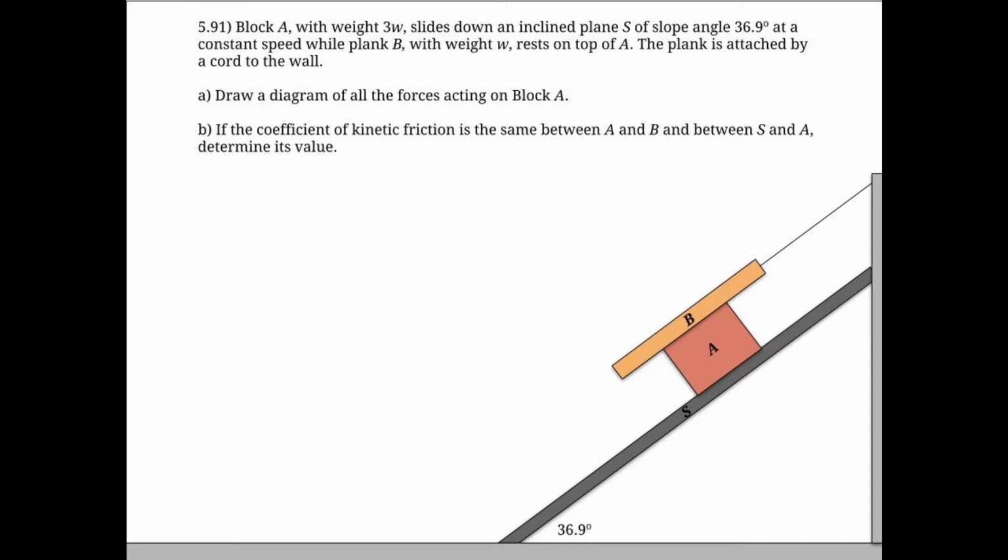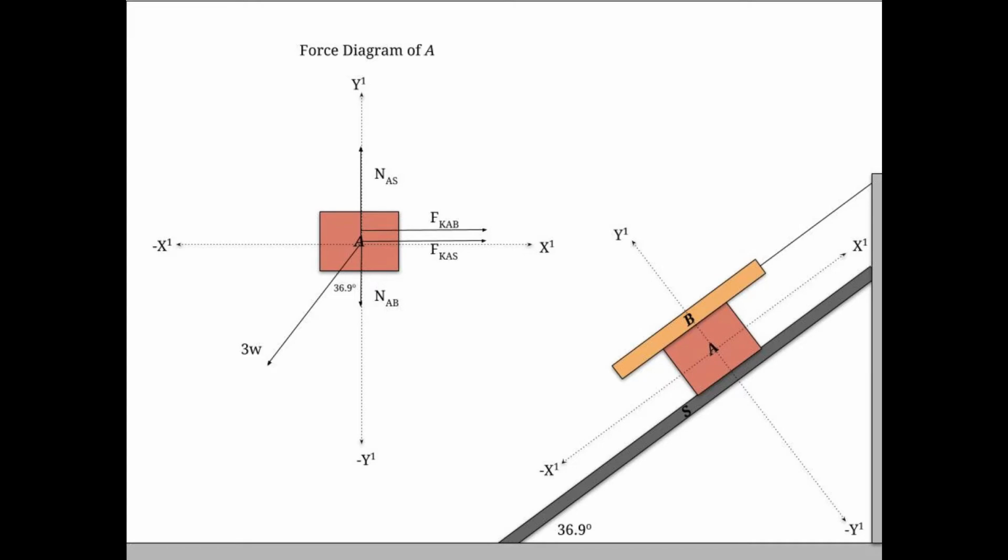The second question asks us to assume the coefficient of kinetic friction is the same between A and B and S and A, and then use that to determine its value. Note, block A is at a constant velocity. Without any friction, let's slide on over to our force diagram for A.